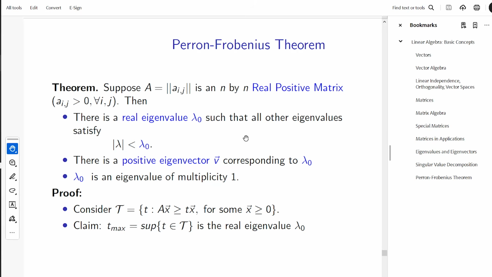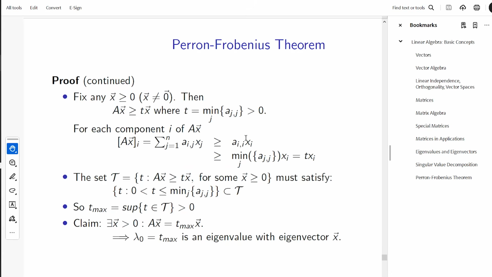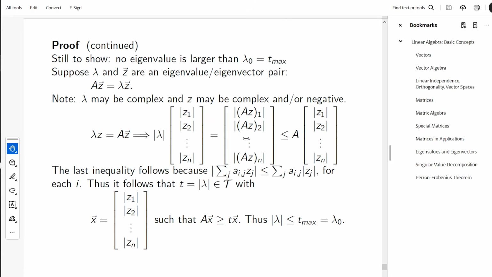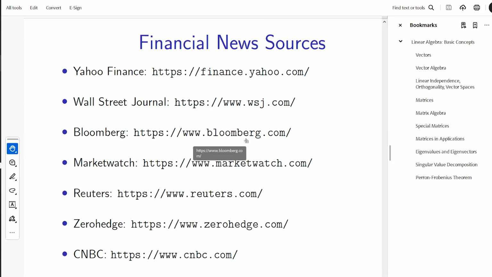has elements that are all positive as well. And this lambda naught eigenvalue, the largest one, is alone in that all other eigenvalues are smaller in magnitude. This result turns out to be very useful in working with positive matrices. The notes here go through the proof of that. I guess they're included if we wanted to get into technical proofs of linear algebra, and I don't want to do that.